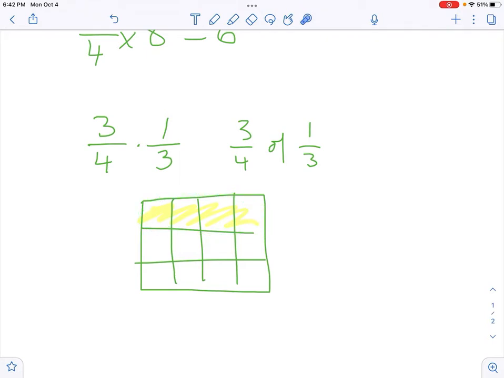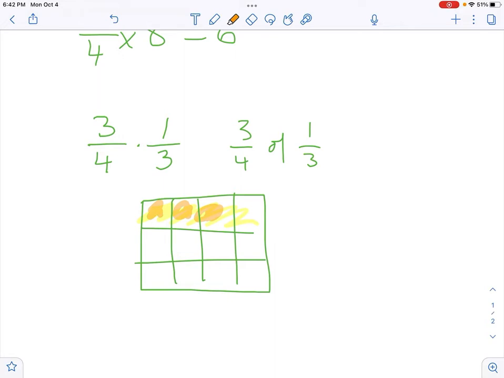So 3/4 of 1/3 would be 3 of those little yellow boxes. Right? So this is 1/3, and I want 3/4 of that. That's 3 of these little yellow boxes. So let me highlight that in orange. 1, 2, 3. So what I've highlighted in orange is the answer to 3/4 times 1/3.